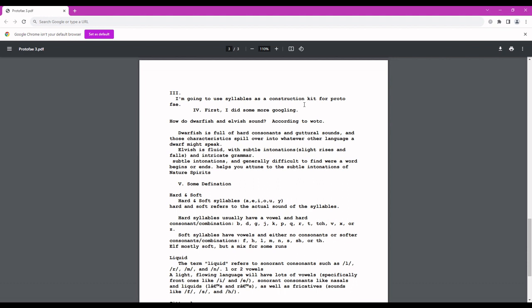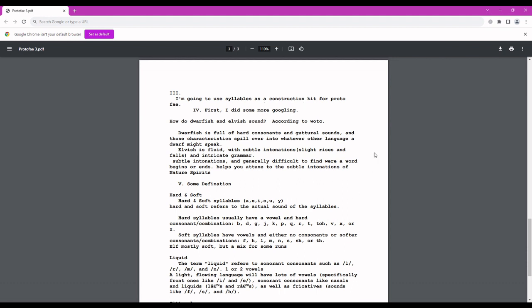For hard and soft, I came up with hard first. Hard and soft syllables. Okay, so hard syllables are usually a vowel and a hard consonant. And there's a lot of these. There's B, D, G, J, K, P, Q, R, T, and then some combination of T, C, H, V, X, and Z. Okay, and soft syllables are syllables with either no consonant or soft consonants or combinations of consonants. F, H, L, M, N, S, H, and T, H. So this was starting to help me figure out, okay, I have an idea now for how my syllables are going to be constructed for the different Fae languages.